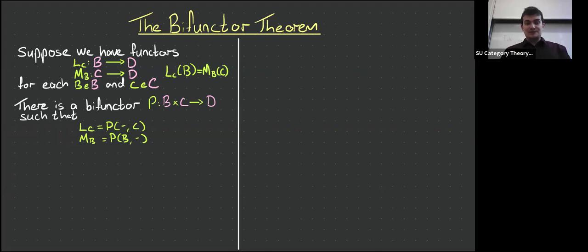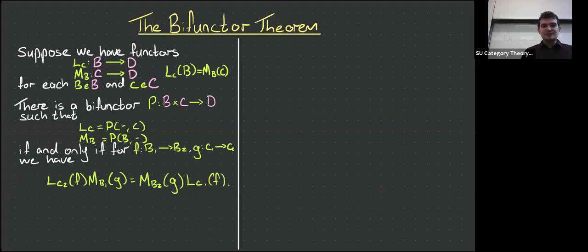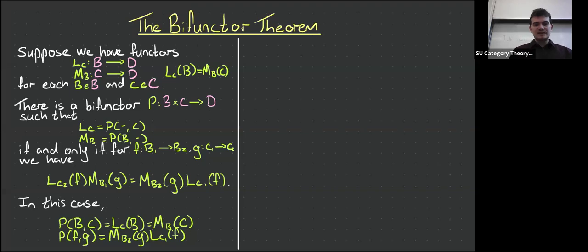So there is such a functor if, and only if, for every pair of morphisms F and G, two morphisms, not in the two-categorical sense, I apologize, this equation is satisfied. I'll explain the intuition behind this equation in a second, but when it is satisfied, P of B, C is equal to either L_C of B or M_B of C, because those are equal, it doesn't matter which we pick. And P of F, G is equal to either the left or right-hand side of that equation above, because again, they're equal.